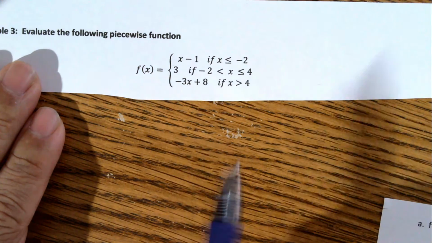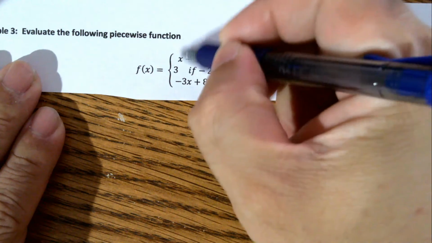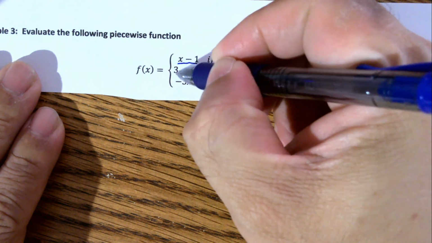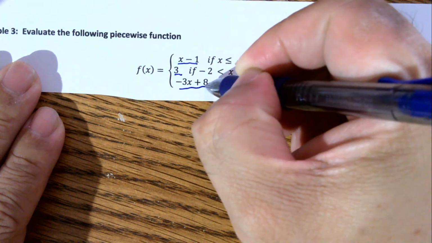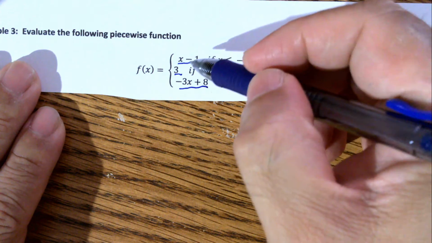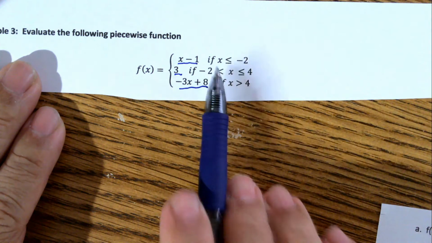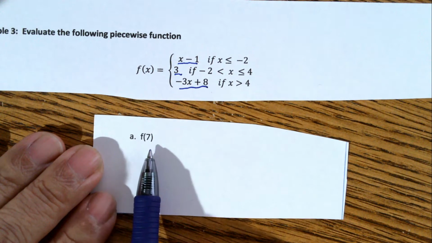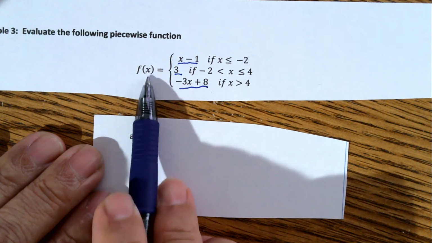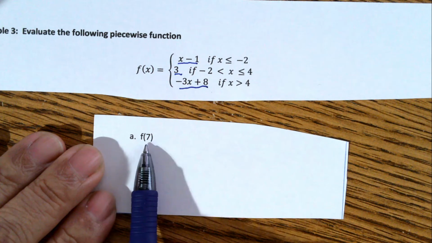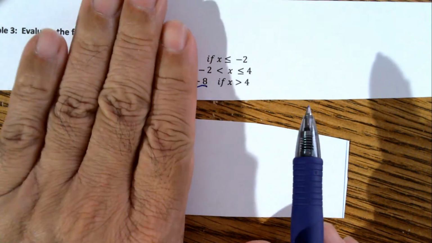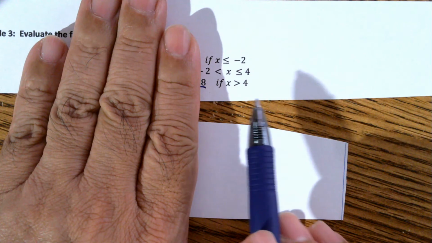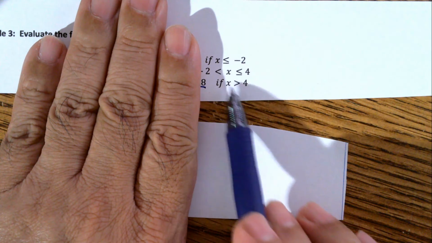What I want you to notice about piecewise functions is that you have functions listed here, but there is a condition to use them. It's probably easier to understand if I just do some examples. So remember, this means x is 7. If x is 7, ignore that first part. Where does 7 fit among these inequalities?